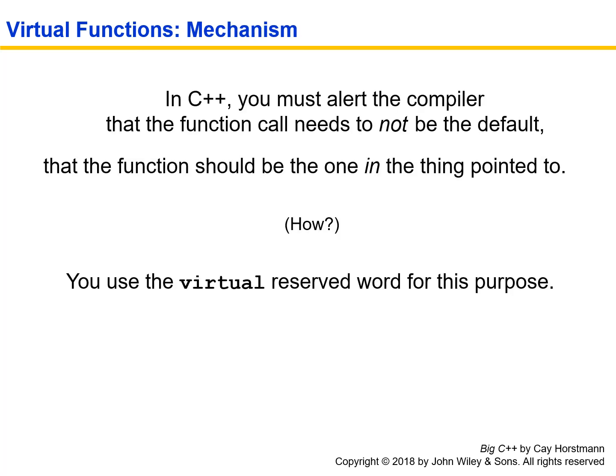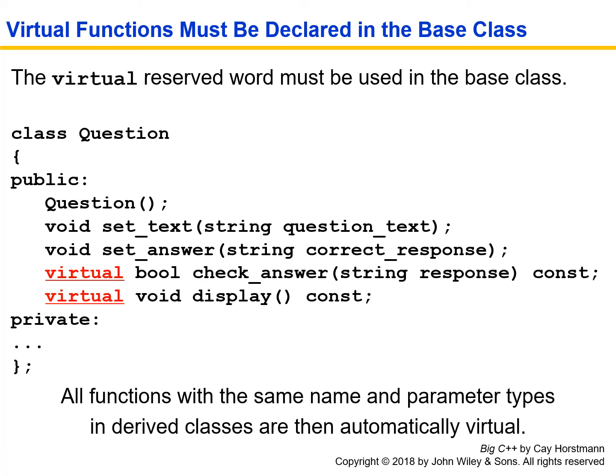In C++, this does not work the same way as in every other language, but in C++, if you want the compiler to not always pick the base class function, you have to use the virtual reserved word. Any member function that you expect to be overridden in a derived class, you precede with the word virtual.